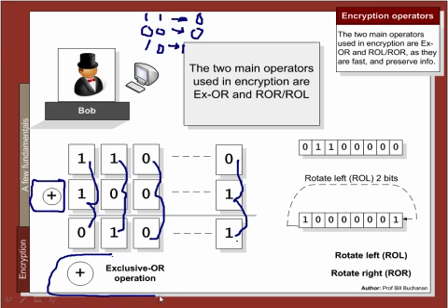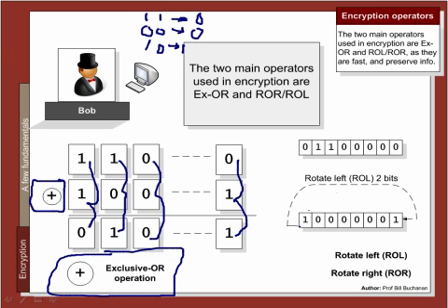The great advantage with exclusive OR is that we don't actually lose any information when we exclusive OR something with something else. Typically, we can inverse the operation by exclusive ORing it again with the same value.